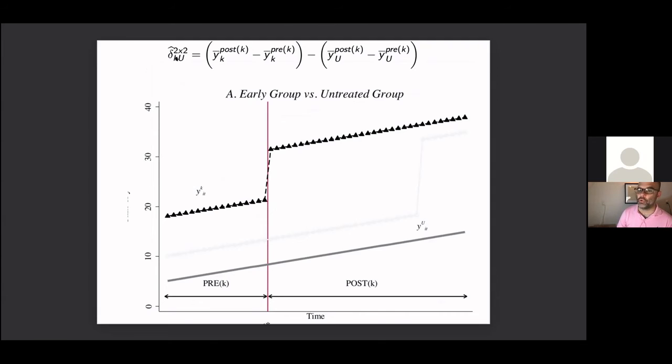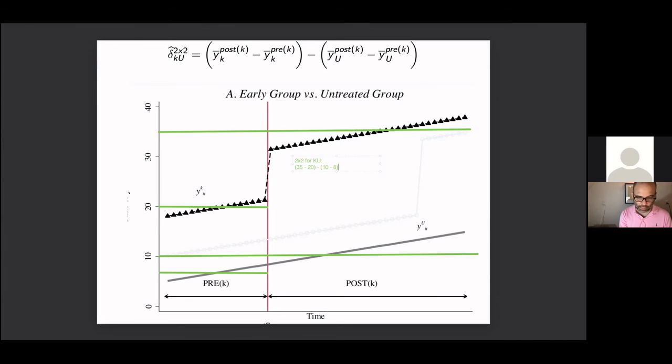This is the K to U 2x2, right? Let me draw it. All right, so here's the post K. Here's the pre-K. Here's the post L. Here's the pre-L. All right, and then we'll just draw it out. Okay, so 2x2 for KU. It looks like that's a 35 minus a 20 minus 10 minus 8. And that's going to be 15 minus 2. It's going to be 13. So the KU 2 by 2 equals 13.